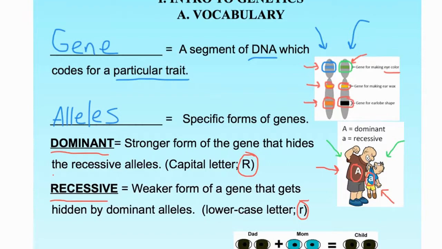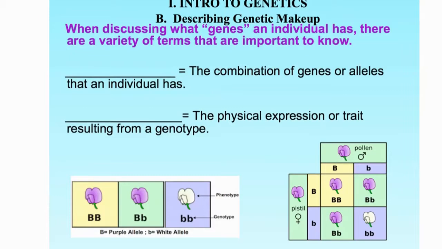For example, if you get one allele from your dad to have brown eyes, which is dominant, and you get an allele from your mom to have blue eyes, which is recessive. So if you have one brown-eyed allele and one blue-eyed allele, your eye color is going to be brown. It will not be blue because blue is the weaker or recessive form of the gene.